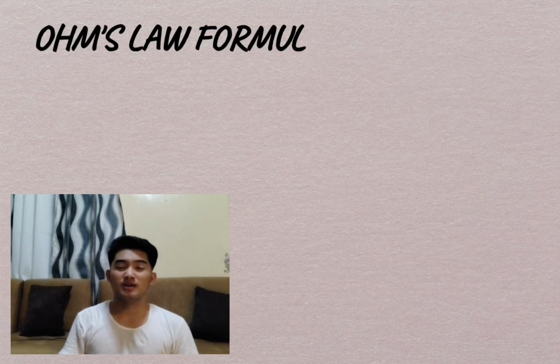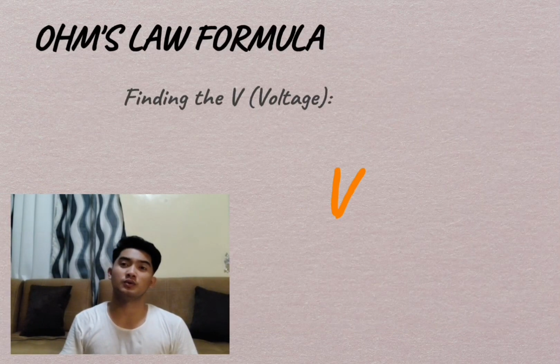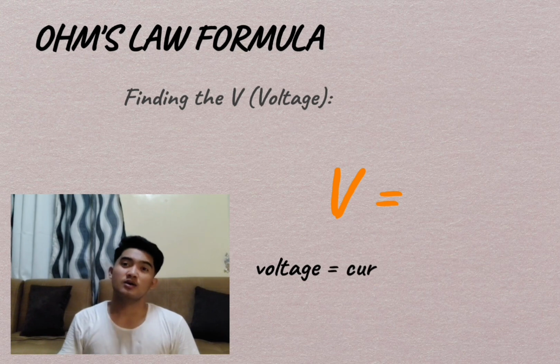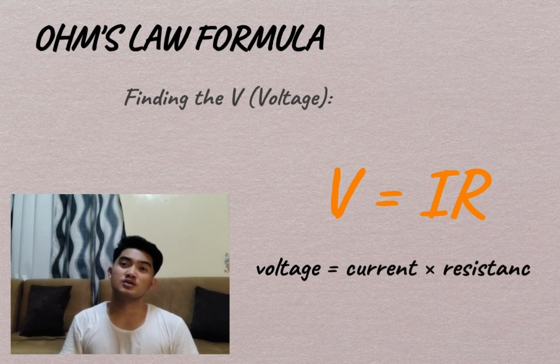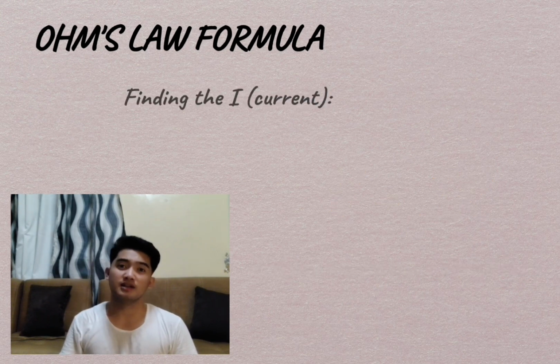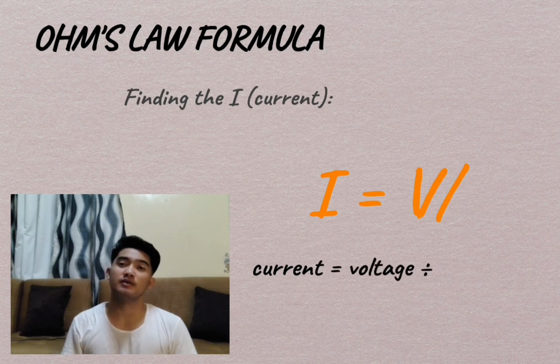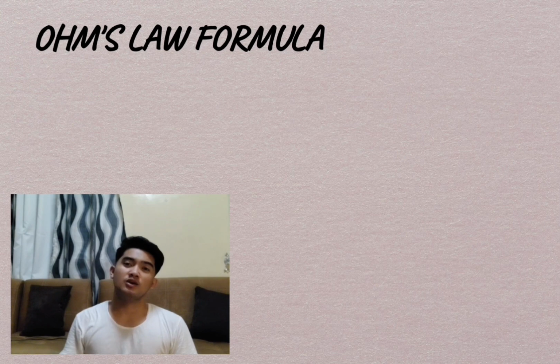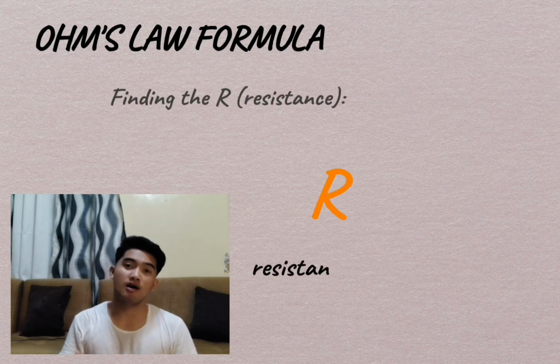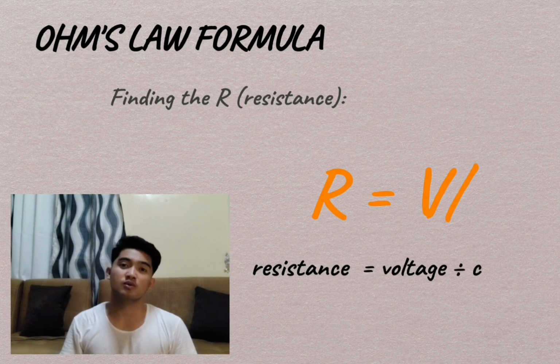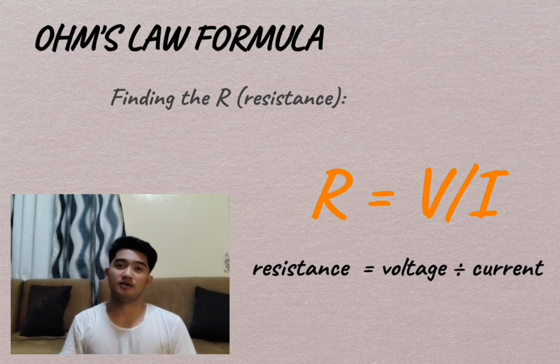Formula. These are the three formulas that should be remembered in Ohm's Law. When you want to find the voltage, you need to use the formula V, which is the voltage, equals I, which is the current in amperes, multiplied by R, which is the resistance. When you want to find the current, you need to use the formula I equals voltage divided by resistance. And lastly, if you want to find the resistance, or R, you need to use the formula R equals V divided by I.